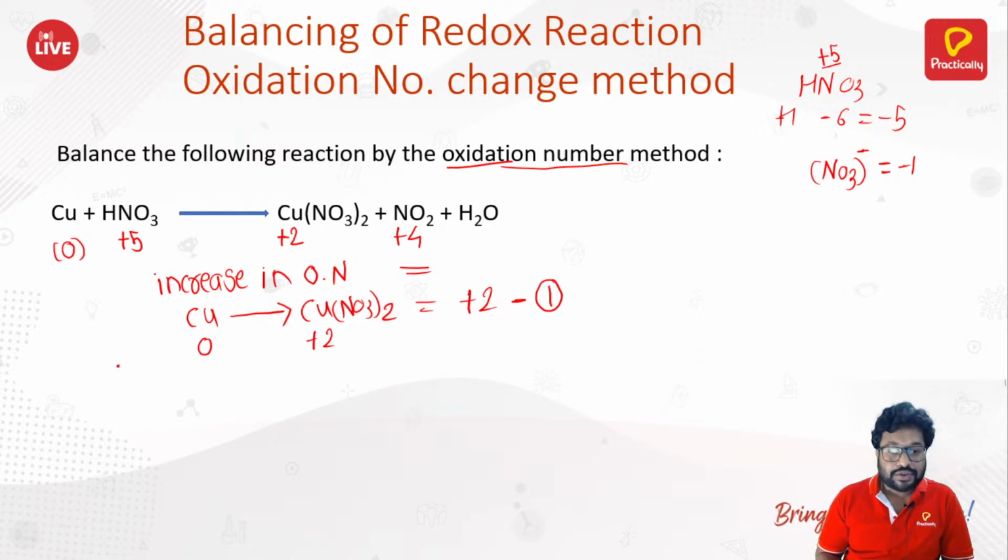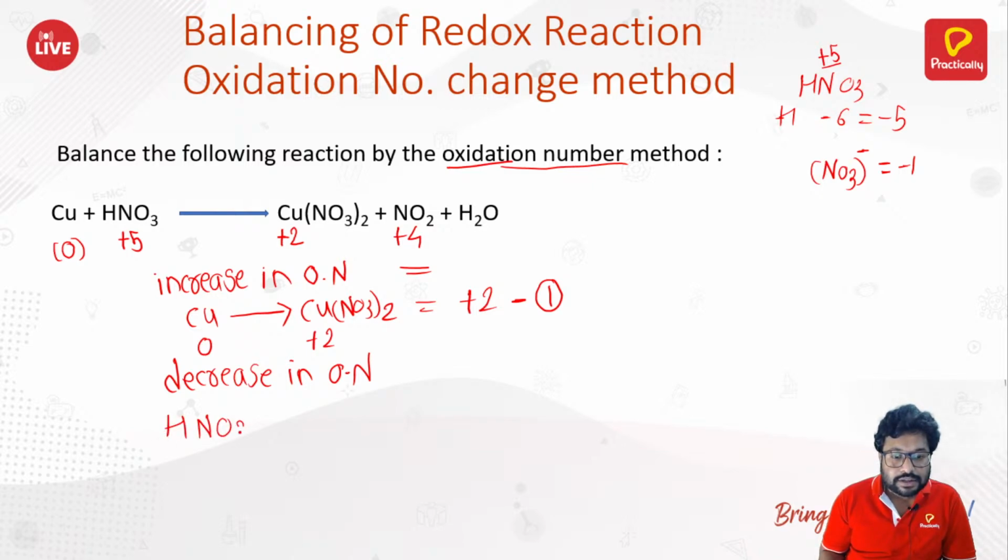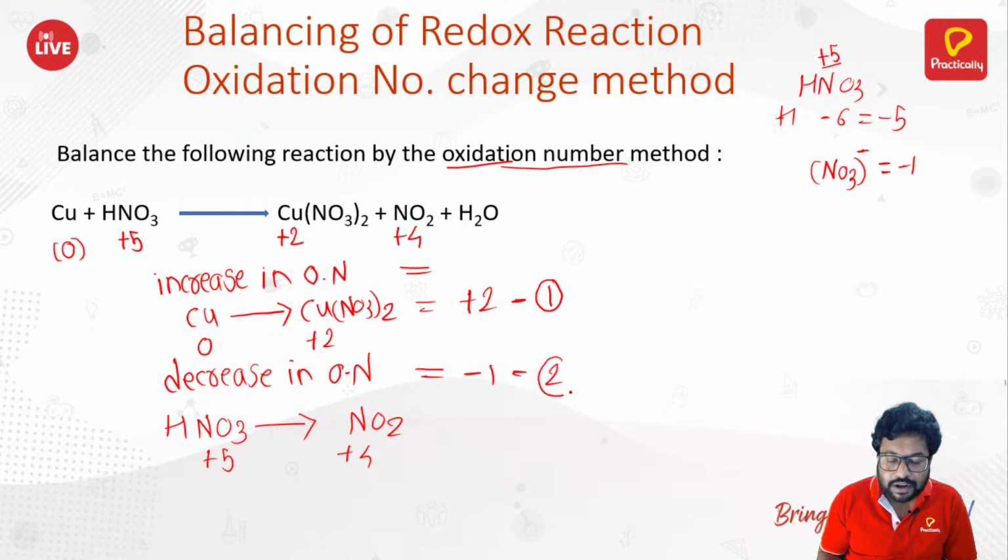Then what do you have? Decrease in ON for the reaction HNO3. HNO3 is going from HNO3 to NO2. So nitrogen is going from +5 to +4. And decrease in OS is equal to how much? -1. So that is your equation number 2.